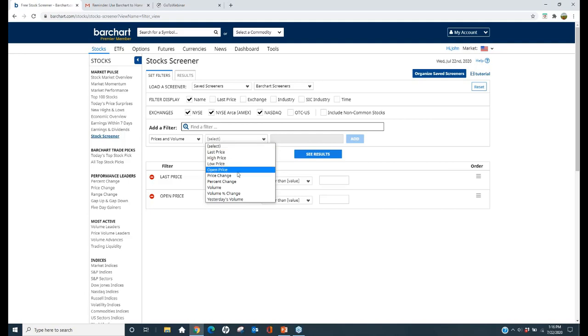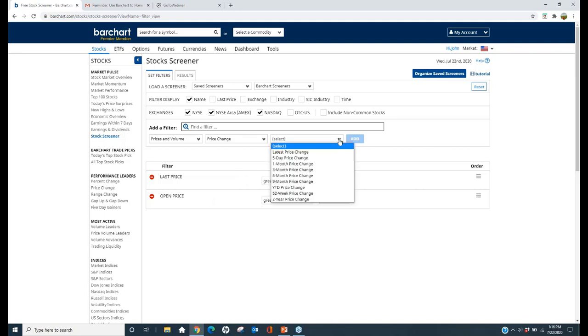The next one I'm going to look at is something called price change, and how much price has changed from yesterday's closing price. I can look at the change over the last 5 days, month, 3 months, 6 months, 9 months, year to date, 52 weeks. So there's a lot of different changes I'm going to look at.